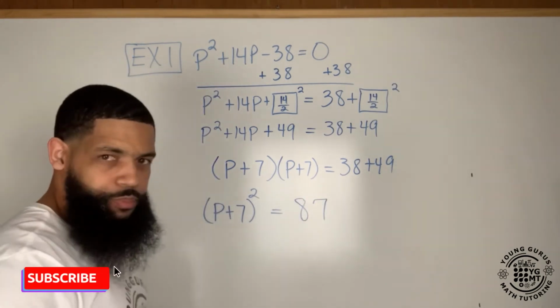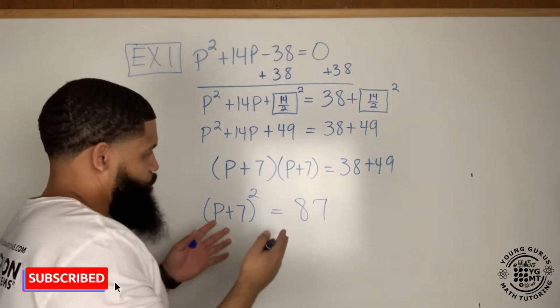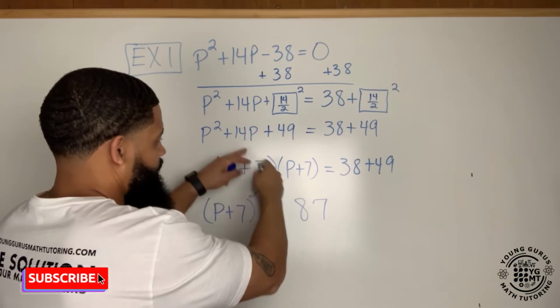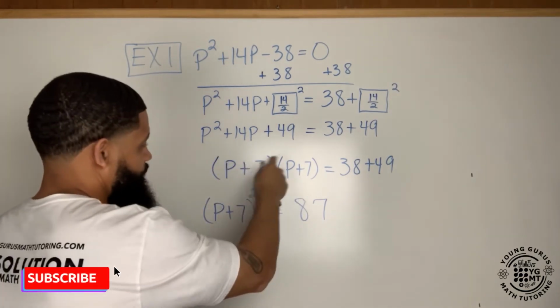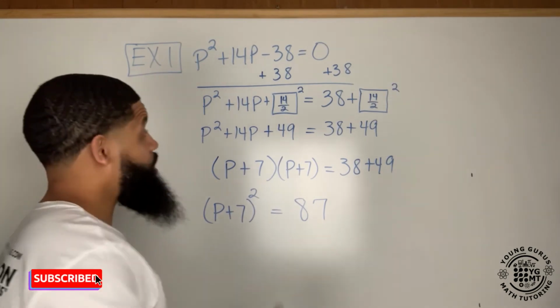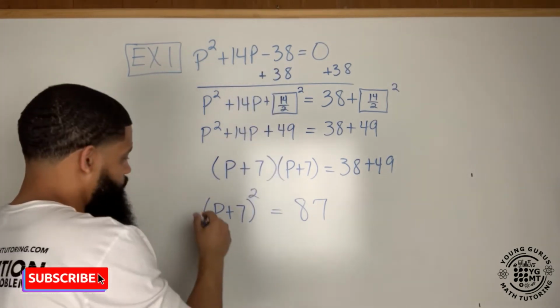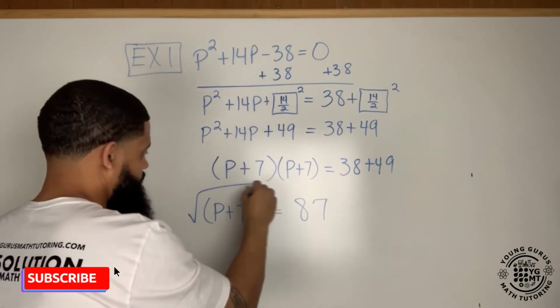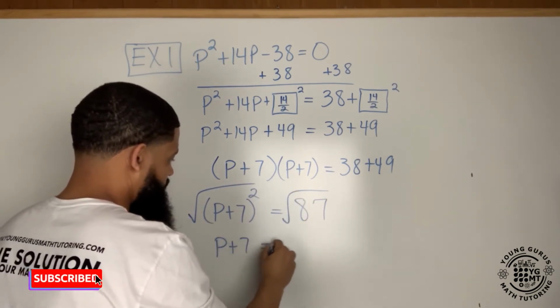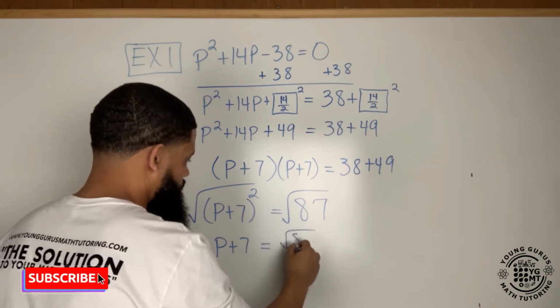All right, and just if you want to check behind me, p times p is p squared, plus 7p plus 7p, which gives me 14p. 7 times 7 is 49. All right. Now, we got to solve for p. That's our ultimate goal because we're solving this equation. So I want to take the square root of both sides. Take the square root there. That leaves me with just p plus 7 is equal to the square root of 87.